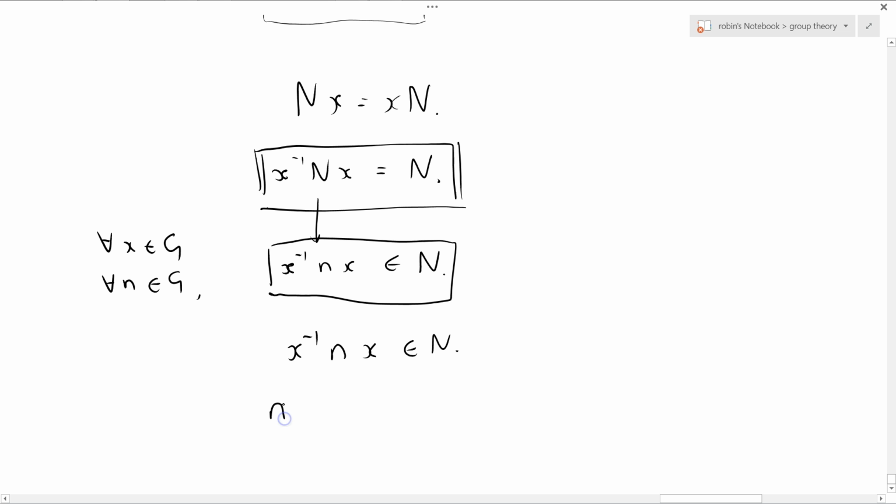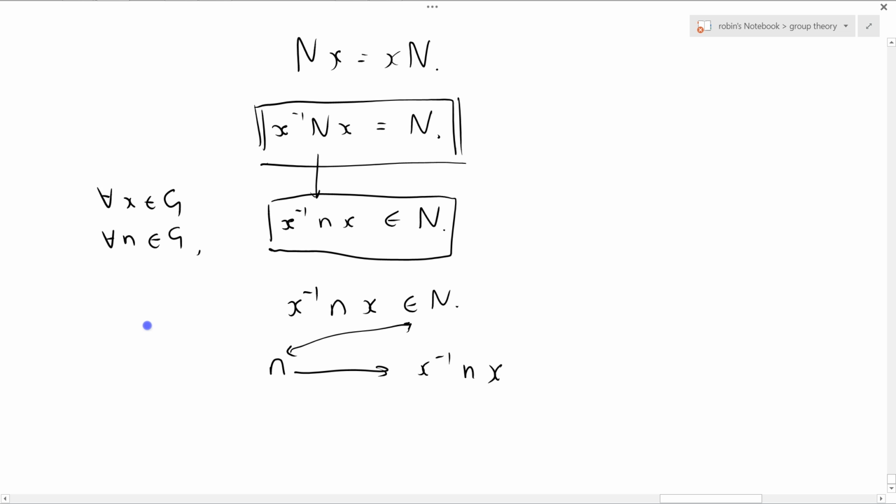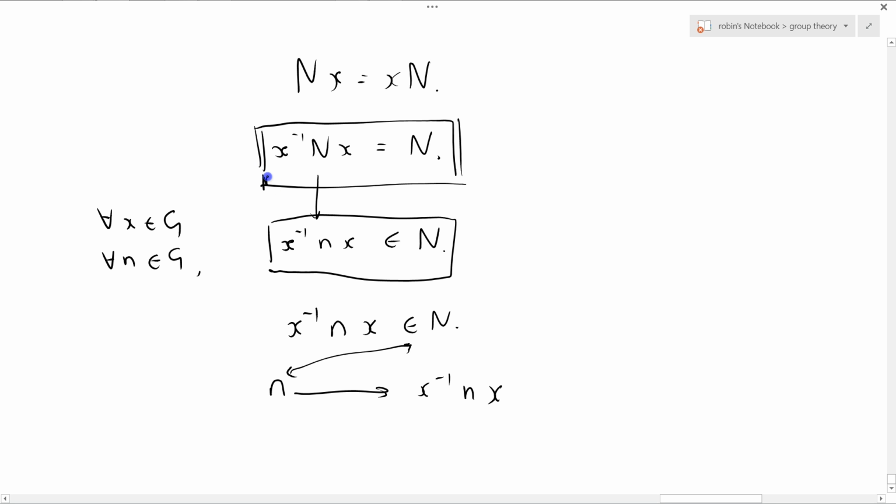So basically we've got a map which sends n to x to the minus 1 n x, and it doesn't make any difference in the sense that it still belongs to this N here, still belongs to this normal subgroup. And that's the right way to think about it. So I'm going to use this as my proper definition.